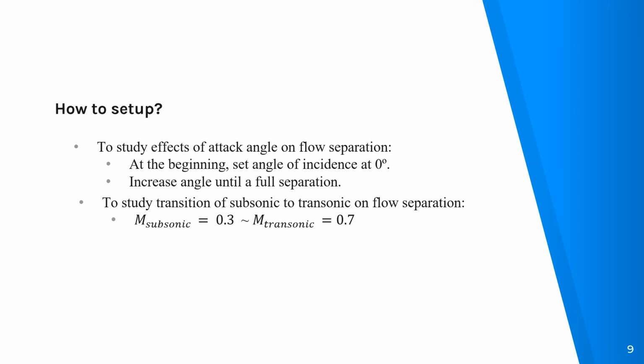How to set up? To investigate the effects of angle of attack on flow separation, at the beginning of the test, the angle of incidence will be fixed at 0 degrees. After that, the angle of attack of the airfoil will increase from 0 degrees up to full separation occurrence. Second, to study the transition of flow from subsonic to transonic, a Mach number of 0.3 is applied to subsonic flow at the beginning and ends up with the value of 0.7, which belongs to the transonic flow.